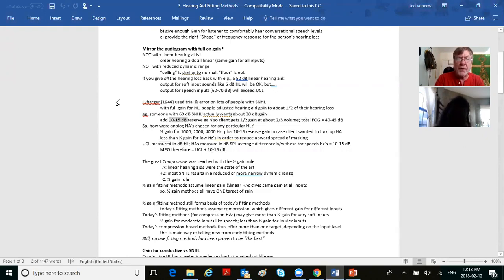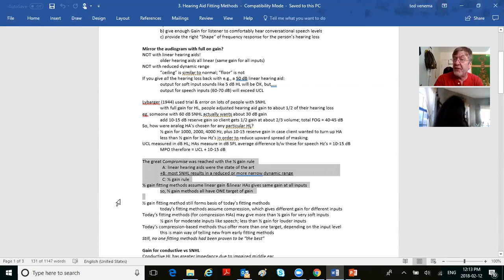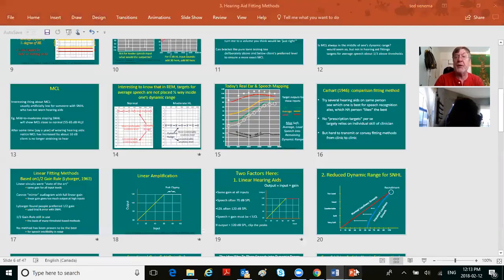So this paragraph right here, I would write in your margin, that's the mother and father of all hearing aid fitting methods. That's it. A very important concept to digest. If we're going to talk about any of the other fitting methods, this is the central concept behind everything. So in the old days when fitting methods were being invented, the great compromise was reached with the half gain rule. I'll show you in terms of a picture here.